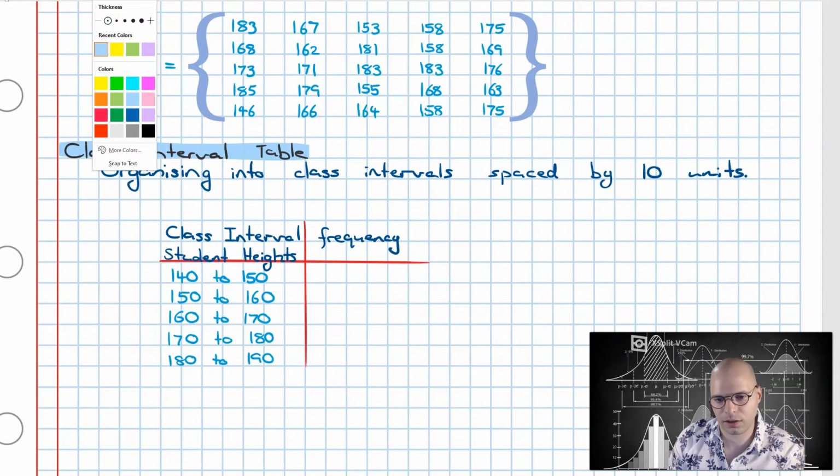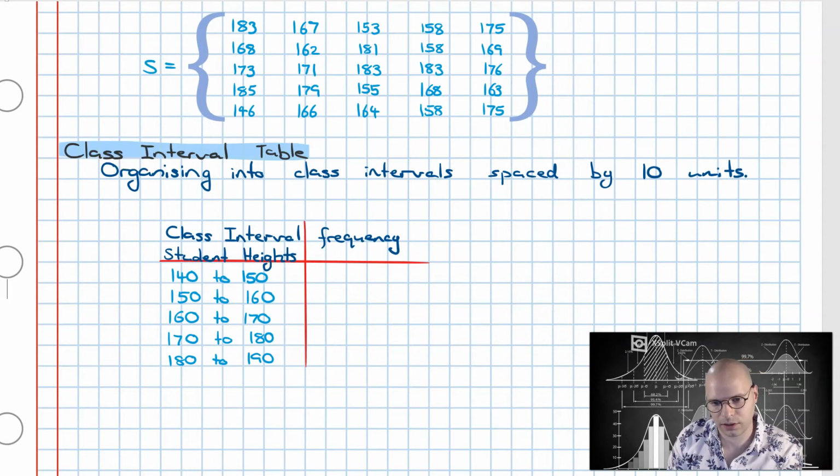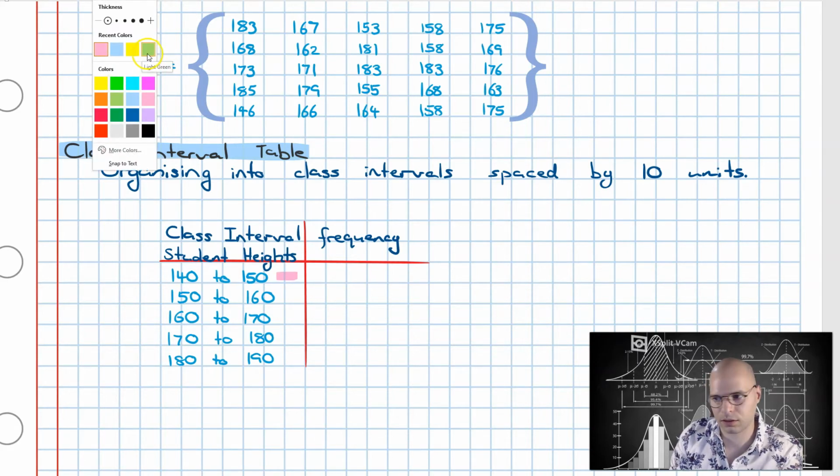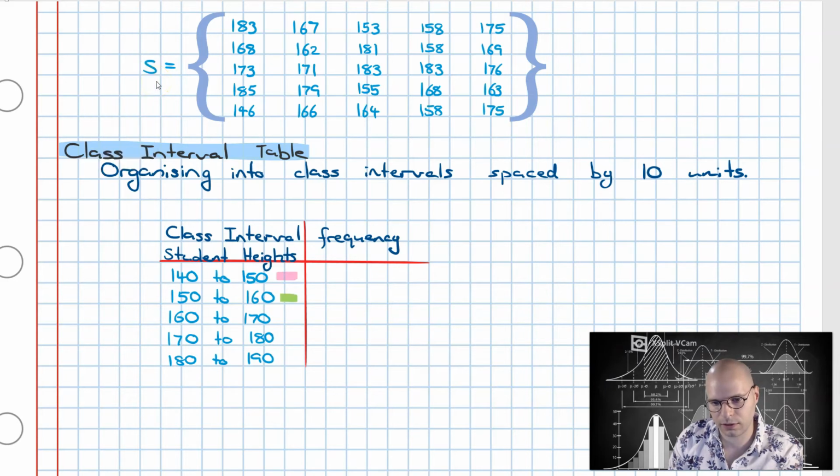Now, next step is I'm going to make it a little bit easier to work with, and I'm going to color code all of these ranges, all of these intervals. So this one I'll make pink, and I'll go green. Of course, you don't have to do the color coding, but it's going to make it easy when I'm sorting through the data here. So if you have highlighters, I recommend using them.